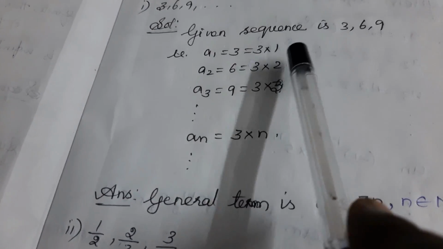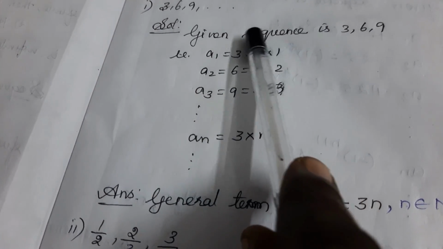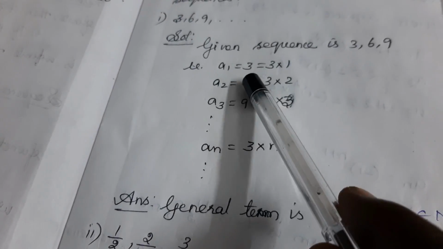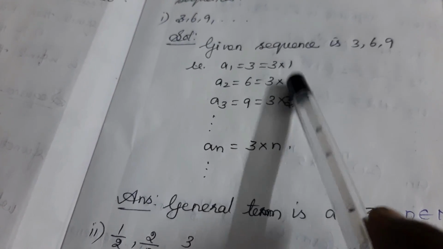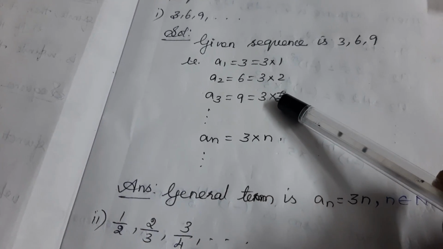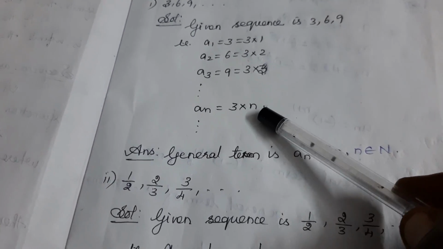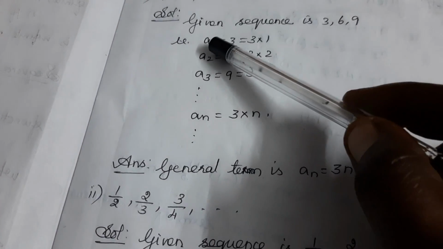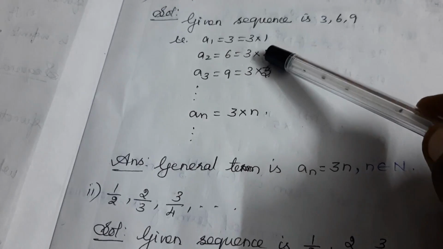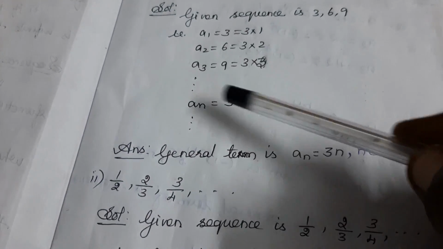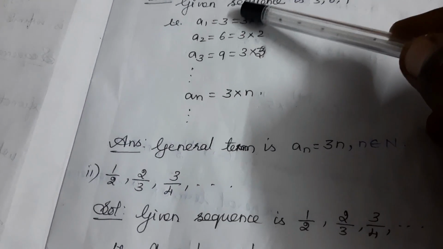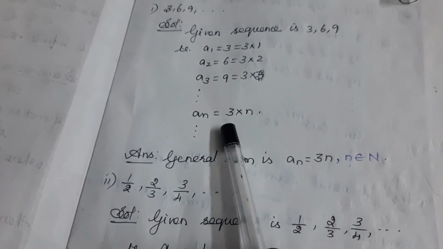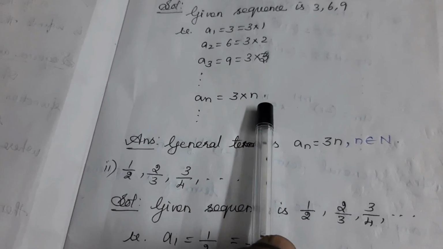So the given terms, you make a pattern with the number of the term. Understood? Given terms make a pattern with the number of the terms 1, 2, 3 and find the general term an. Here the first term is 3 into 1, 3 into 2, 3 into 3. The values are the same 3 here, and here also the same 3. Understood? So an equal to 3 into n.